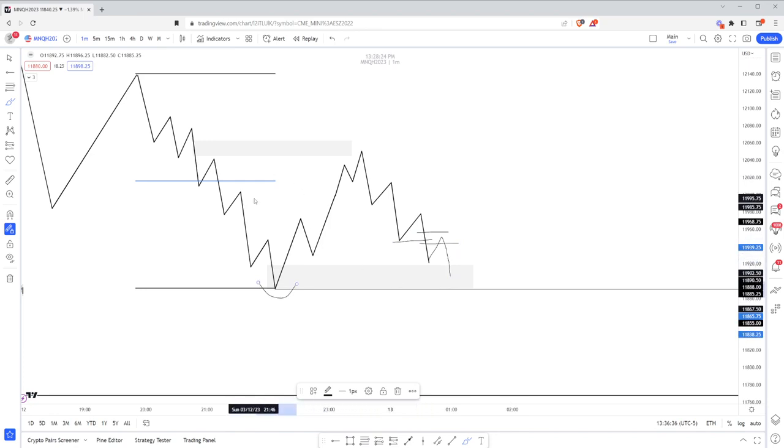Now, again, it's all about context. That's why context is important, because you have to understand what's likely to happen. It doesn't mean that that's going to happen. It doesn't mean it's going to be perfect. But it means that if we're in an expansion and we're bearish and we've traveled to a premium, we're most likely to make a new low.